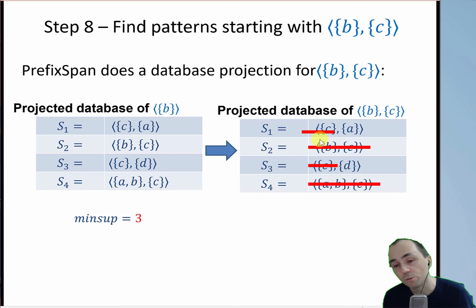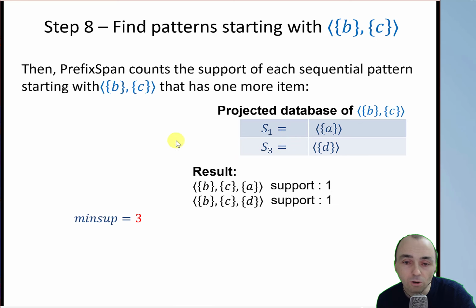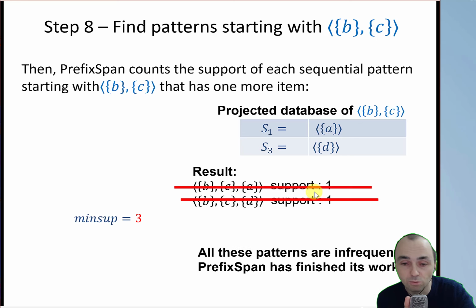So here I do it a little bit more quickly. I find the first C after B and I delete C and everything before. Okay. The result will be like this. Now PrefixSpan does the same thing again. It will scan this database to find the patterns. So BC, we have A, so BCA one time, BCD one time, also support of 1. So all these patterns are infrequent, so they will be eliminated, as you will see.